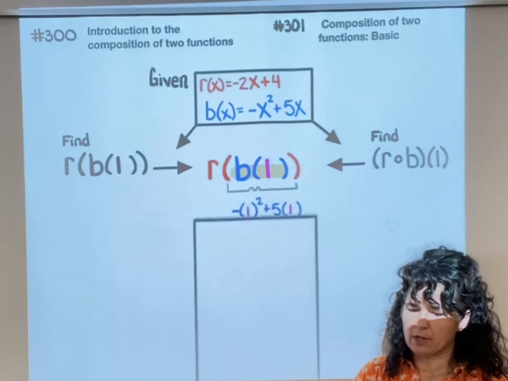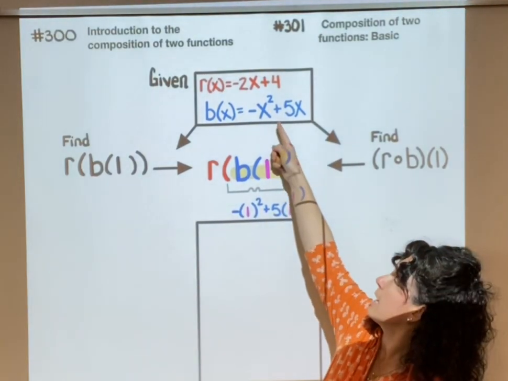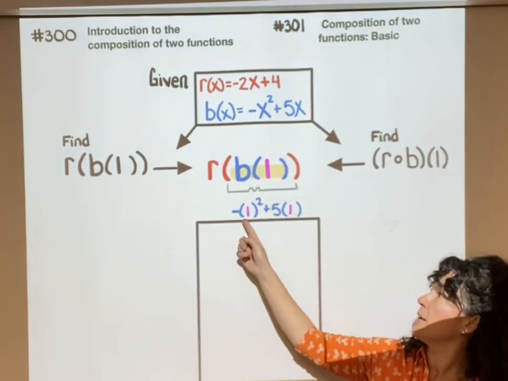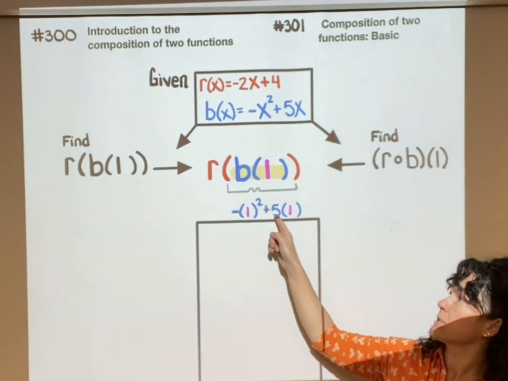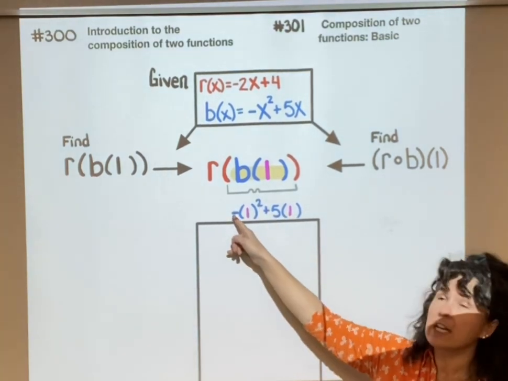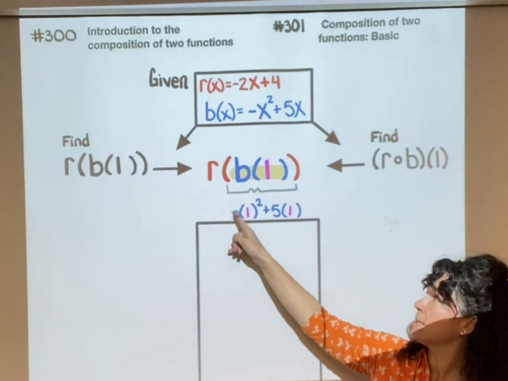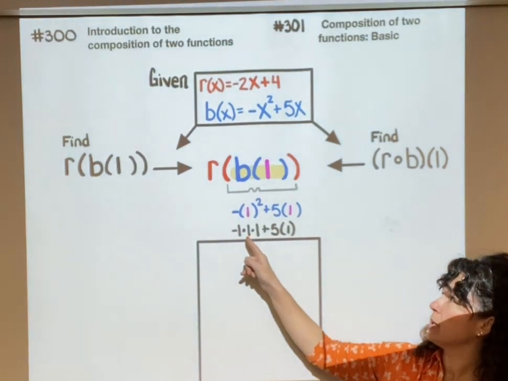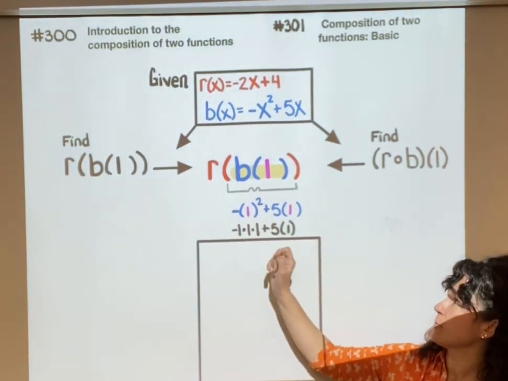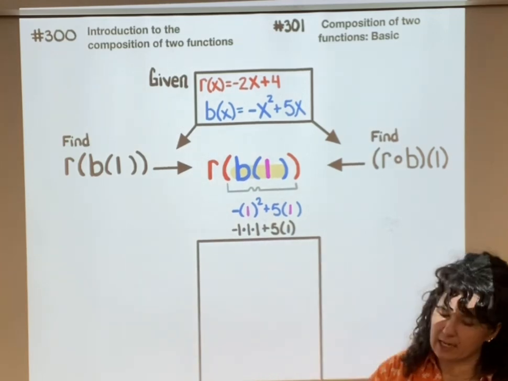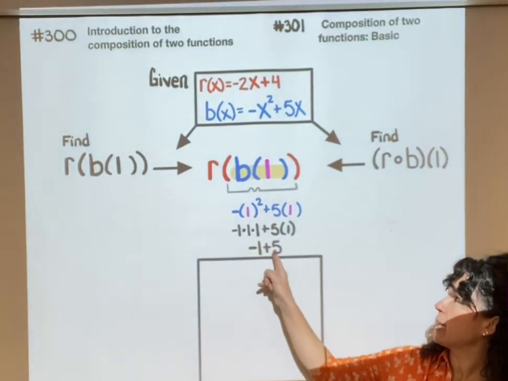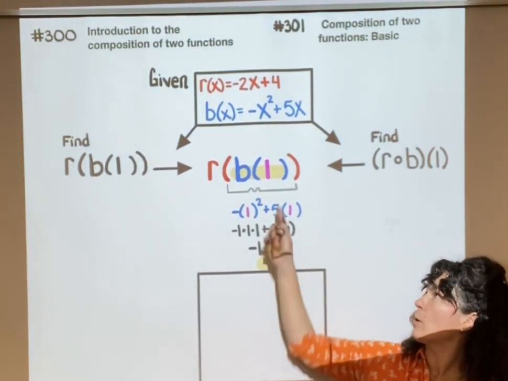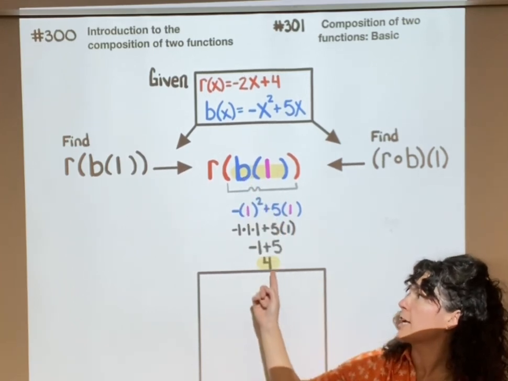So if I come over here to the B function, which is negative x squared plus 5x, I'm going to replace the x with 1, so I have negative 1 squared plus 5 times 1. The negative in the front means negative 1 times 1 squared. So in other words, I have negative 1, and then the 1 squared is times 1 times 1. That is negative 1. And then negative 1 plus 5 is 4. Okay, so we just found that when I plug in 1 into the B function, I get out 4.